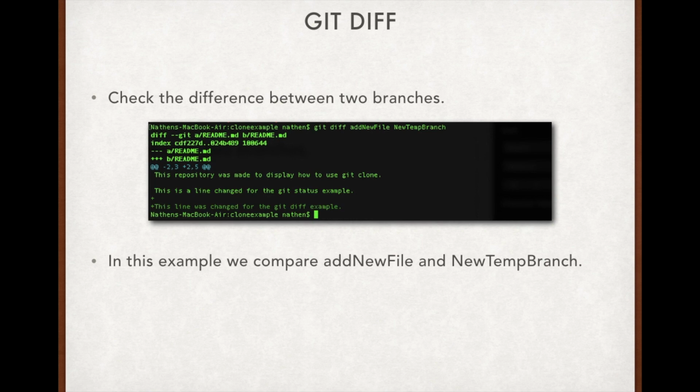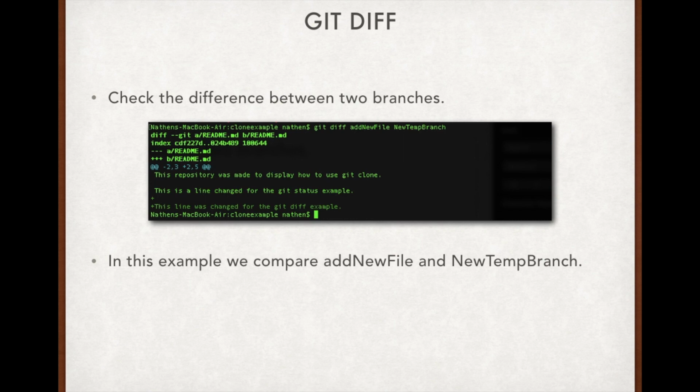It shows that the add new file only has the first 2 lines, and then the new temp branch has 3 lines. You can see in the example that on the first line I wrote git diff add new file and then new temp branch, and then it runs and it says A is readme.md and B is readme. So they're the same file.